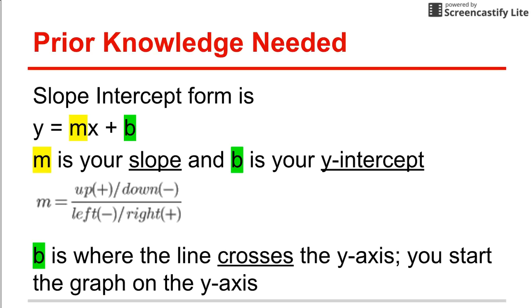Remember that the b in slope-intercept form is your y-intercept. The y-intercept is where the line crosses the y-axis. So you can start your graph on the y-axis. This number right here, this b, is really where you start your graph. That's the most important thing that the equation tells you first.